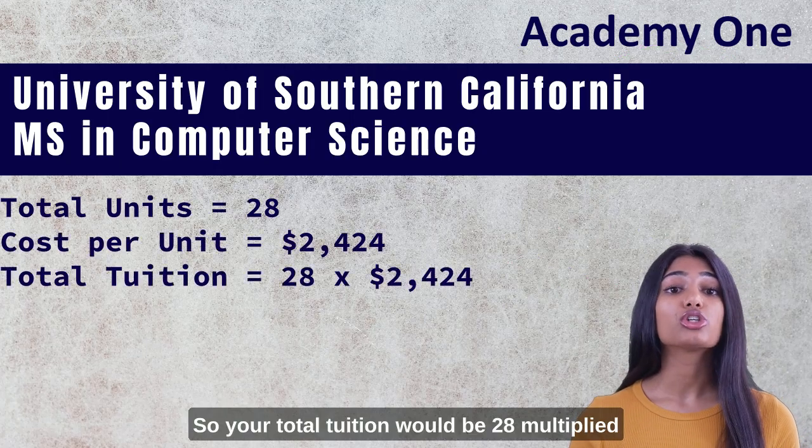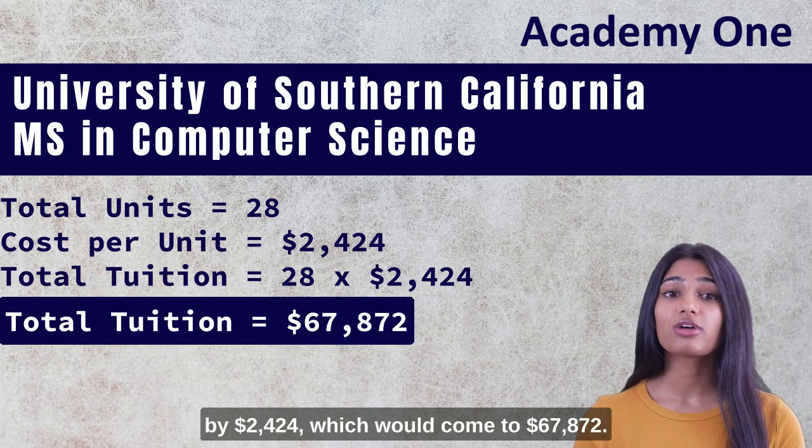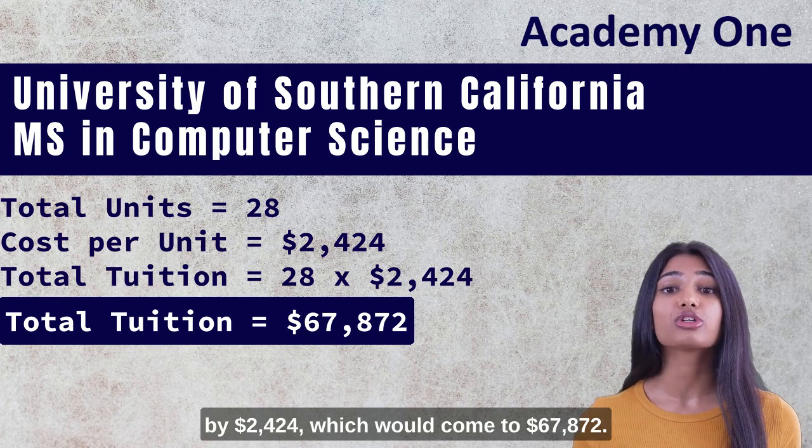So, your total tuition would be 28 multiplied by $2,424, which would come to $67,872.